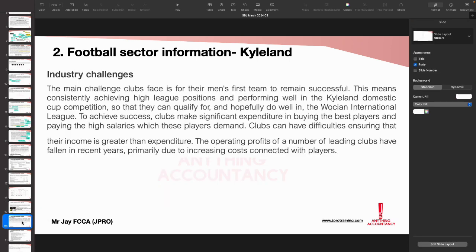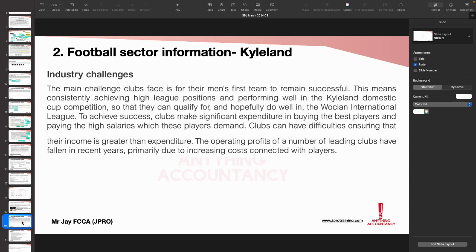You also have football sector information in terms of industry. The main challenge the club faces is for their men's first division to remain successful. That's the main one. This means consistently achieving a high league position and performing well in Thailand's domestic cup competition, so they can qualify for and hopefully do well in the Ocean International League. So you are always targeting top 3.